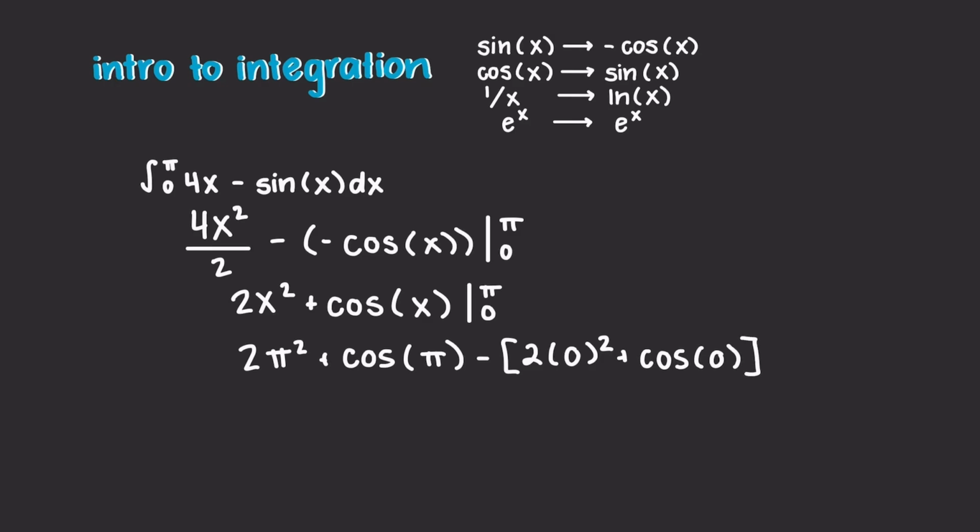Okay, so what does this give us? This gives us 2 pi squared, which I don't know the answer of. We're just going to leave it like that, plus cosine of pi. Cosine of pi is negative 1. So this is going to turn into negative 1 minus, now what's this? Okay, 2 times 0 squared is just 0. What's cosine of 0? Cosine of 0 is 1, right? Yeah, okay. So when we simplify that out, that gives us 2 pi squared minus 1, and then minus 1 here, right? Minus 1 when we simplify it. So our final answer is 2 pi squared minus 2.